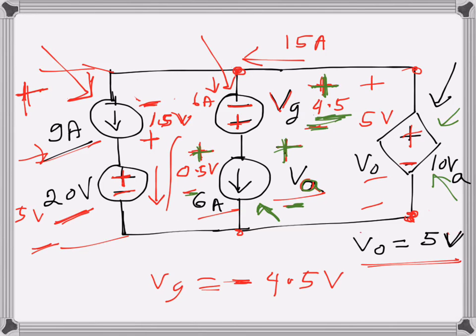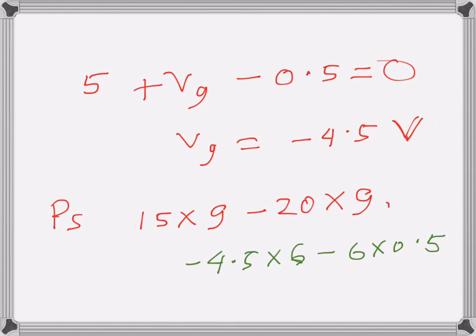And finally the dependent source, we can see this is a rise in this direction and the current is going upward. So this one is acting as a power supply, because in the direction of the current there is a voltage rise. So the voltage rise is 5 and current is 15, so plus 5 times 15.